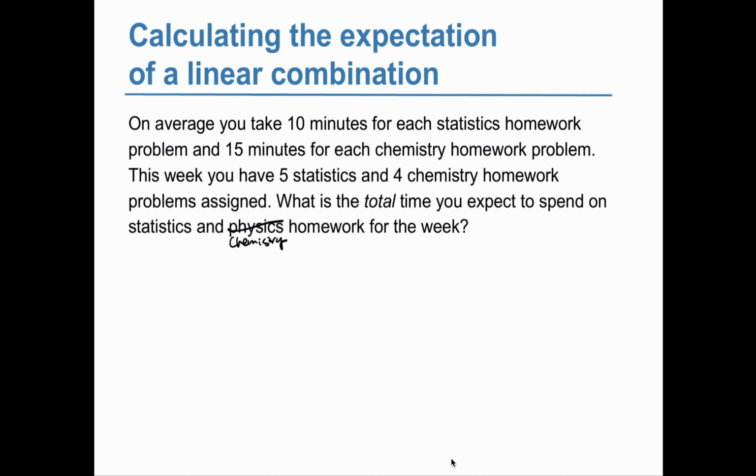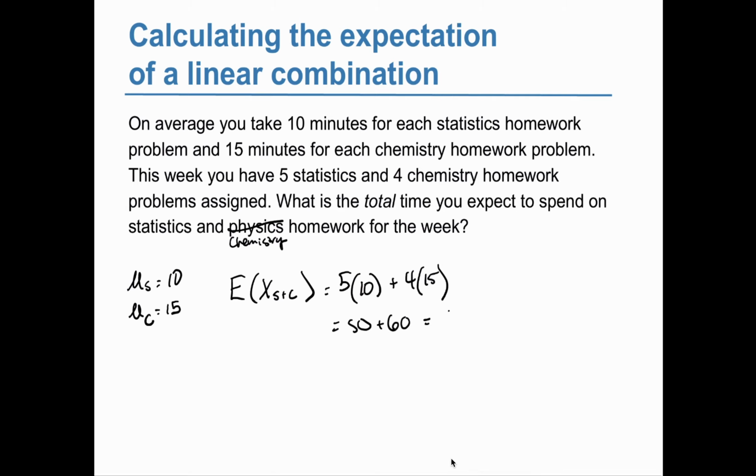So your mean for statistics is 10, and your mean for chemistry problems is 15. So the expected value of statistics plus chemistry: you have 5 statistics problems, and they each take, on average, 10 minutes. And you have 4 chemistry problems, and they each take, on average, 15 minutes. And that's 50, and that's 60, and that's 110 minutes.